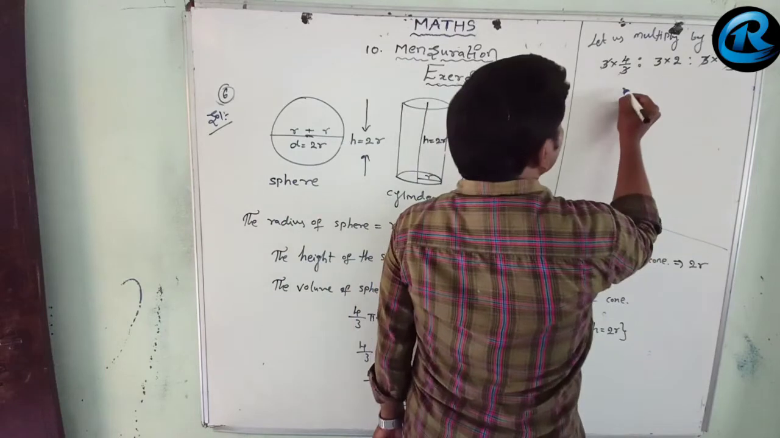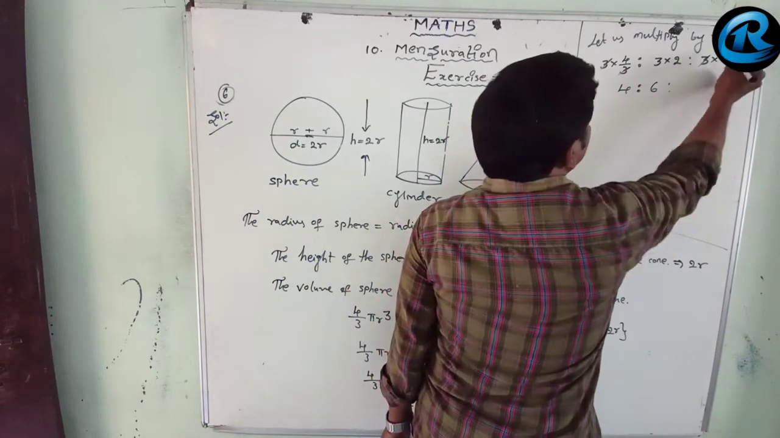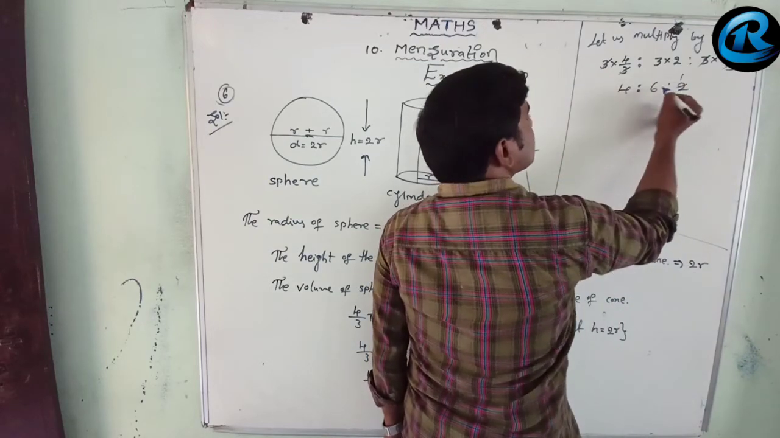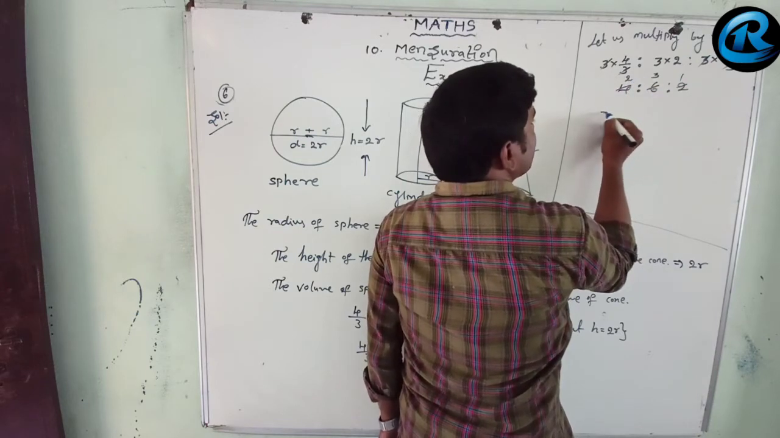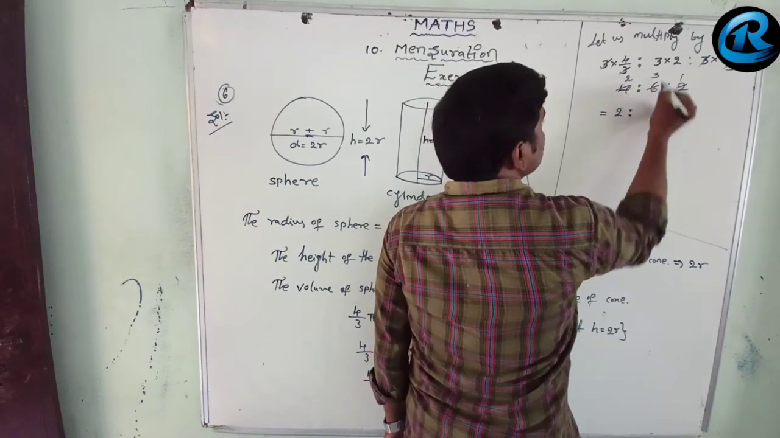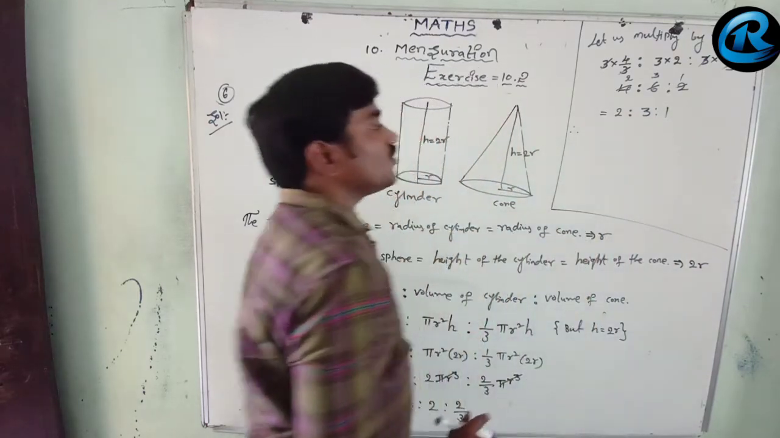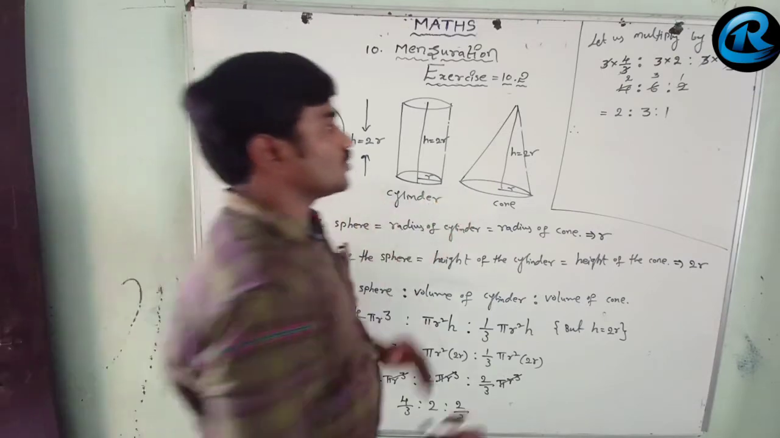So now the leftover is 4 is to 3 2s are 6 is to 2. So it can be cancelled again. 2 1s are 2, 3 2s are 6, 2 2s are 4... so that will be equal to 2 is to 3 is to 1. Therefore the ratio of the sphere is to cylinder is to cone.